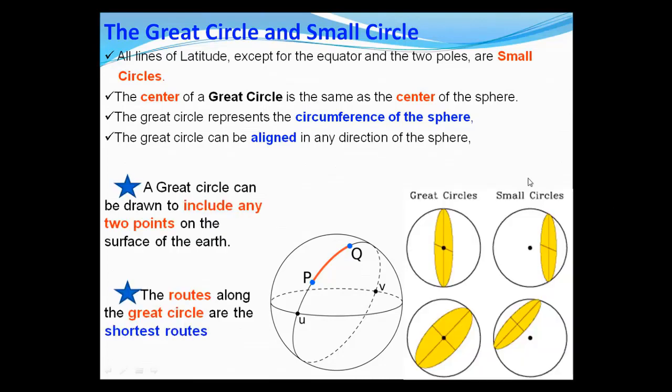The great circle can be drawn to include any 2 points on the Earth's surface. As you can see in this sketch, the 2 points shown over here, P and Q, complete one great circle and keep the center of the Earth in consideration. The great circle is always favored by the aviation industry. They always follow the path of the great circle to save fuel and time.